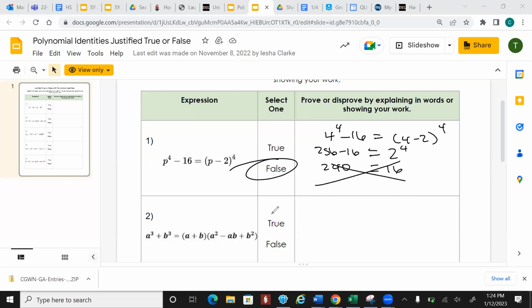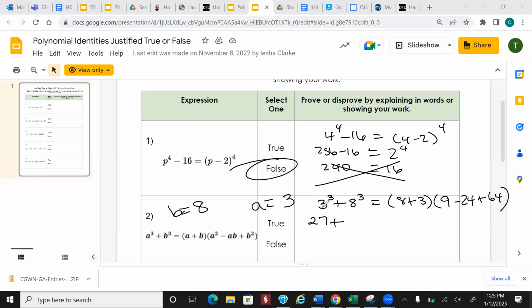All right, on the next one, give me an A. What number? Okay, give me B. Okay, so 3 to the 3rd power plus 8 to the 3rd power equals 8 plus 3 times 3 squared, which is 9, minus a times b, which is 24, plus 64. Okay, so y'all gotta help me out. Ready? 3 cubed.